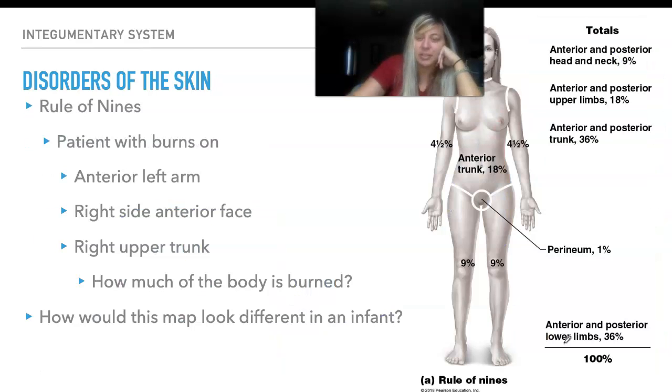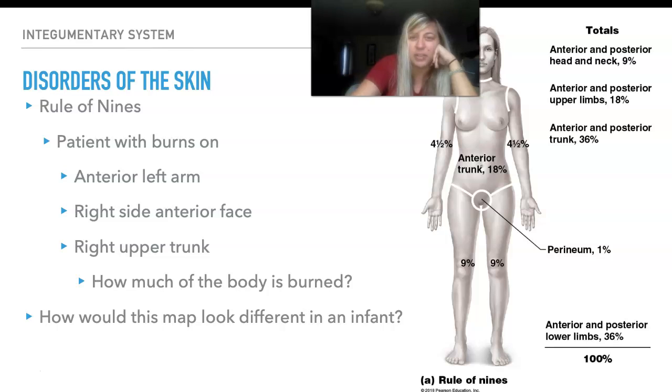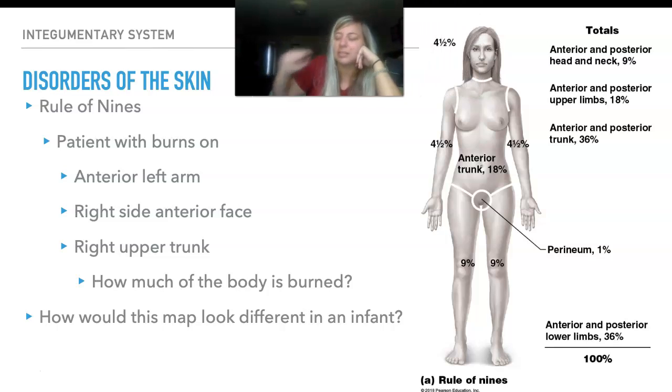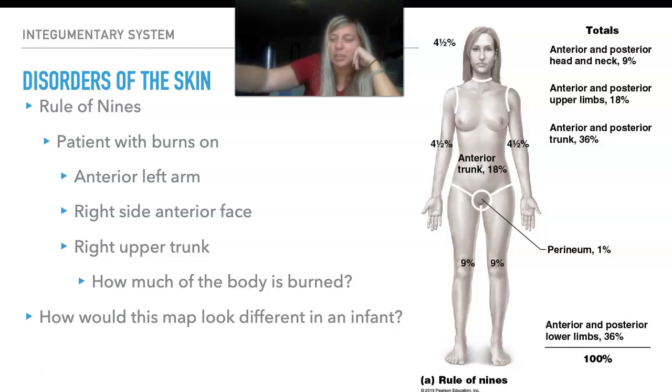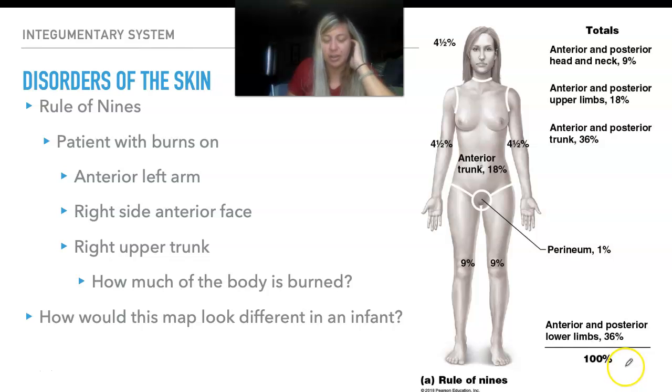Okay, so the next thing that we're going to take a look at is the rule of nines. The rule of nines is how we determine what percentage of a person's body has been burned. And this is important for determining treatment for a patient that has had a burn.